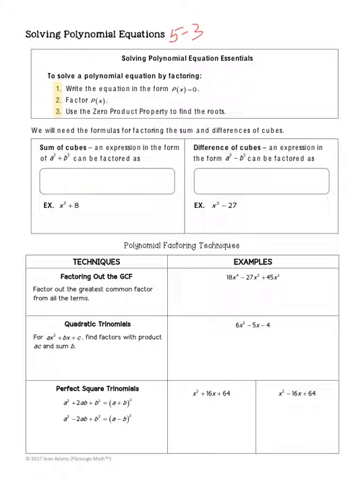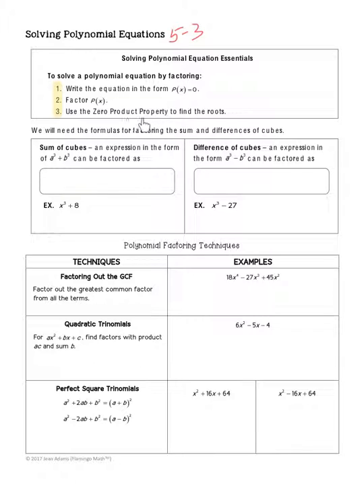So here are our procedures for solving polynomial equations. First and foremost, we want to write the equation so that it's set equal to 0. Then you're going to factor. So today our equations are for the most part factorable. There are some parts that are not. We'll talk about what to do in that case.